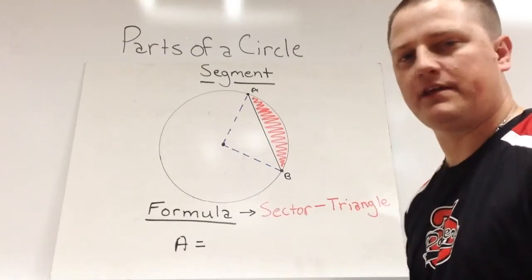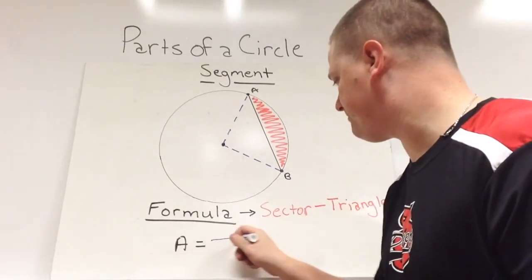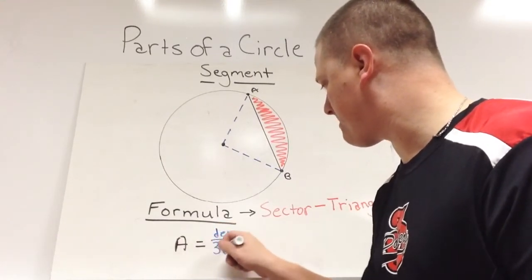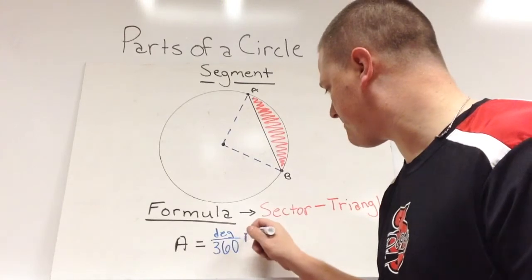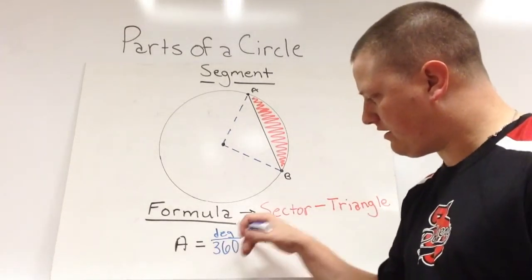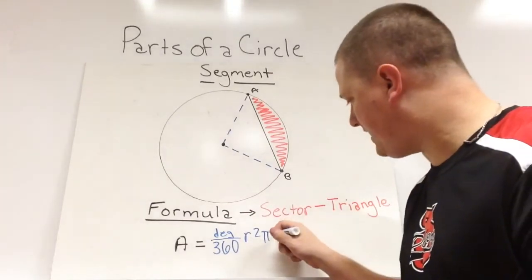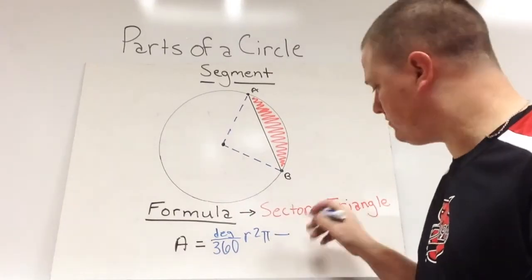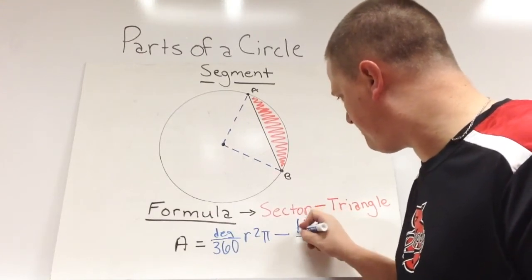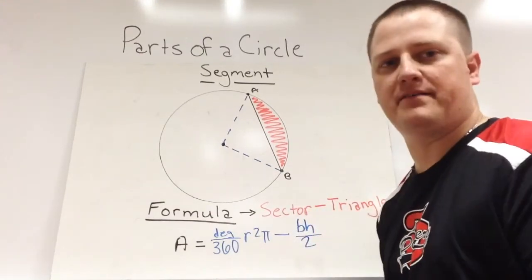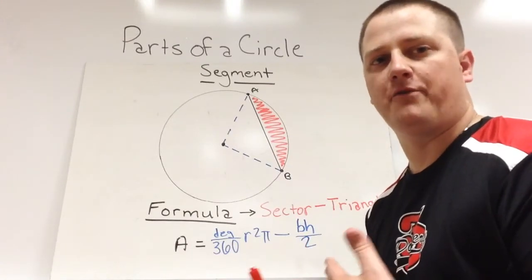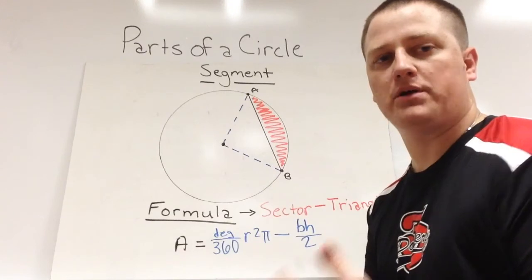So the formula for this is the formula for a sector, so degrees over 360 r squared pi, minus a triangle, which is just base times height divided by 2. So these are the formulas for our parts of circles.